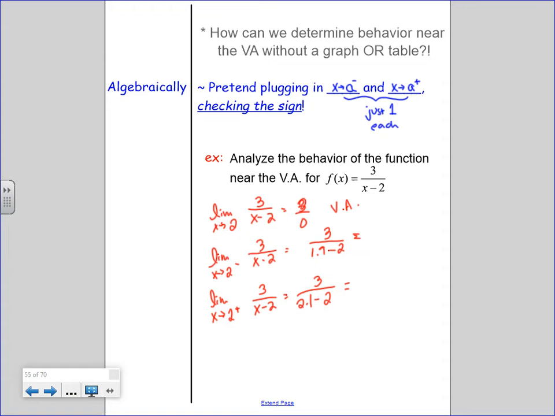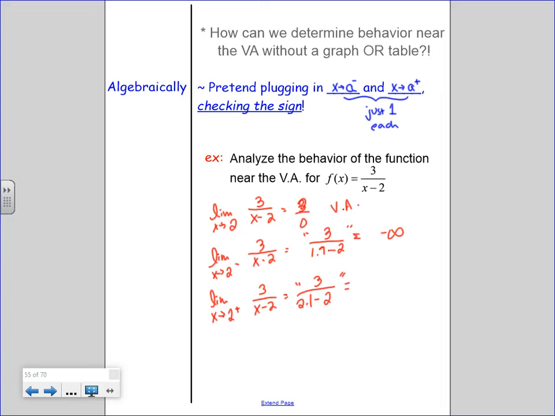You don't need to find a number. You just need to tell me a sign. We know it's infinite. What kind? Guys, 1.9 minus 2, who wins? Yeah, the negative wins. So since it's negative, I'm going to say negative infinity. Now this is kind of like pretend math, but it tells us all we need to know. So limit is negative infinity.